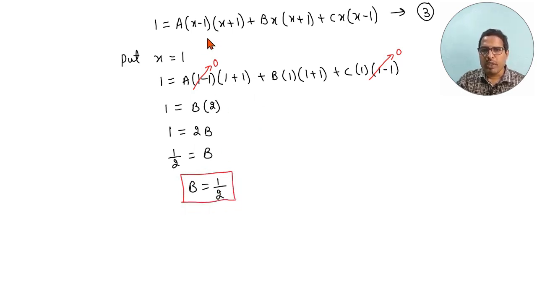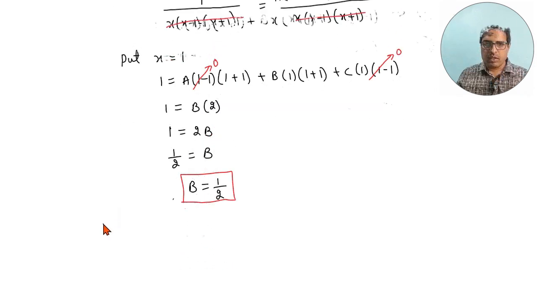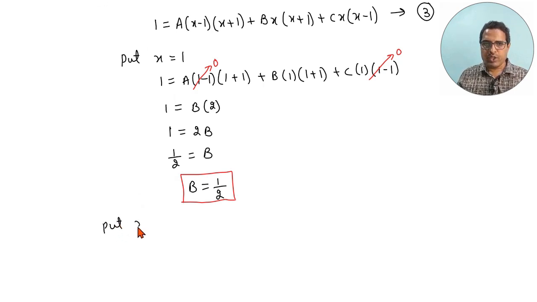Now go back to equation number 3. The next term you have is x plus 1. Let's make this x plus 1 equal to 0. For that I have to put the value of x equal to minus 1, so minus 1 plus 1 becomes 0. Put x equal to minus 1 in equation number 3.